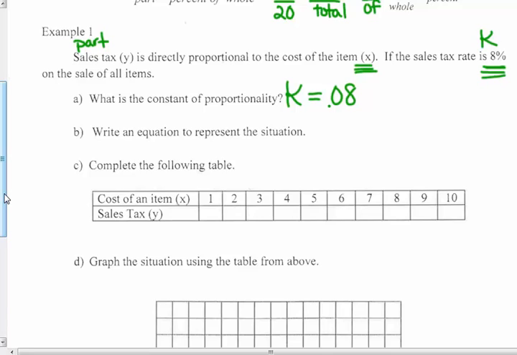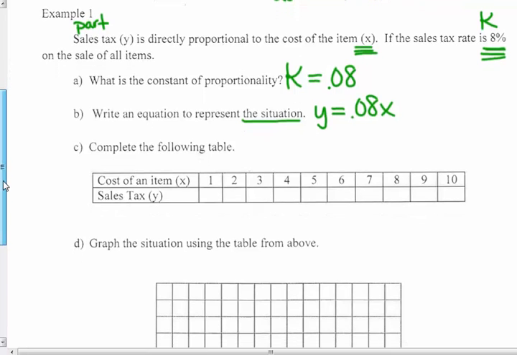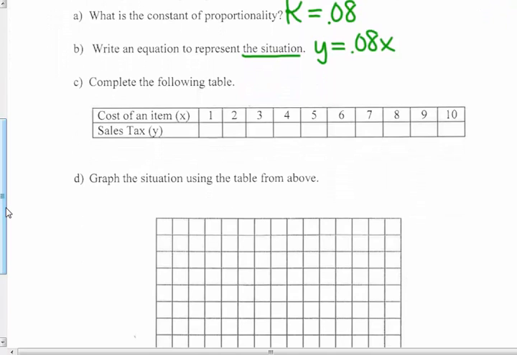Write an equation to represent this situation. Well, the tax is 8% of the item that I buy, X. Y equals 8 hundredths, X. Complete the following table. So the sales tax, if I buy a dollar item, so this is $1, the cost of the item. This is my X, this is my Y. So my sales tax is 8%. If I buy something for $1, I pay $1.08.